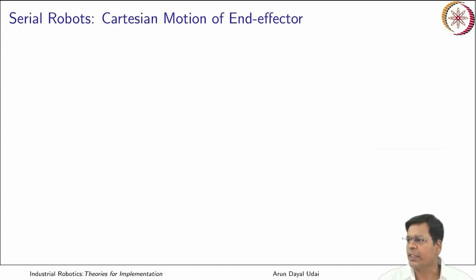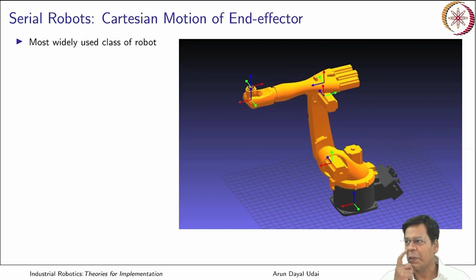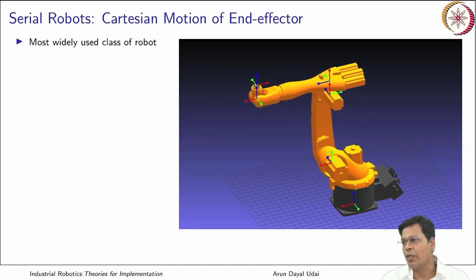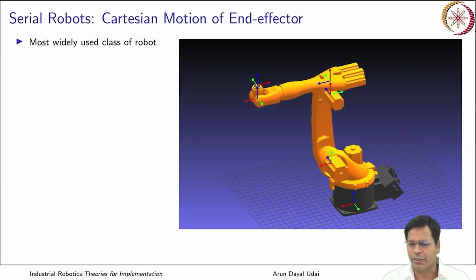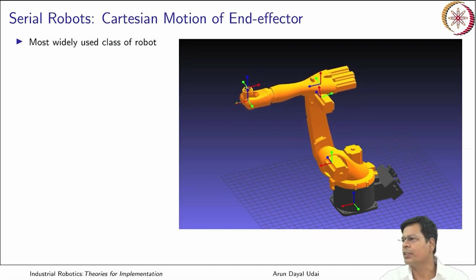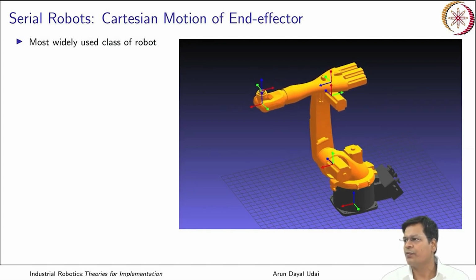Before we begin, let me start a small video that will run parallelly while I discuss serial robots. Let us start with the Cartesian motion first. It is the most widely used class of this robot. It can make almost all kinds of motion, including motion in Cartesian space. You see, this robot is moving with respect to its own base frame, about which it is attached to the ground.